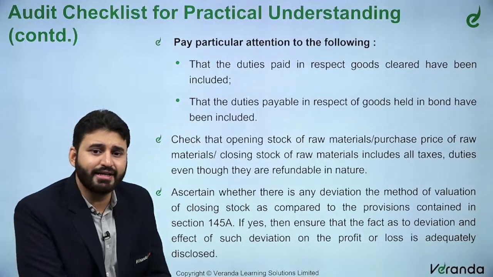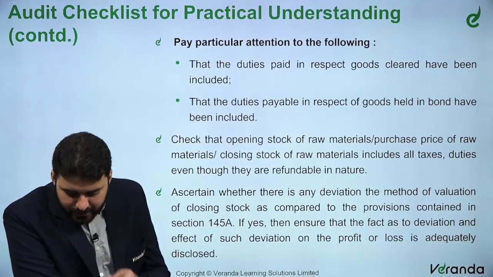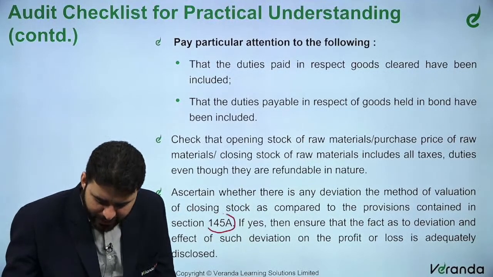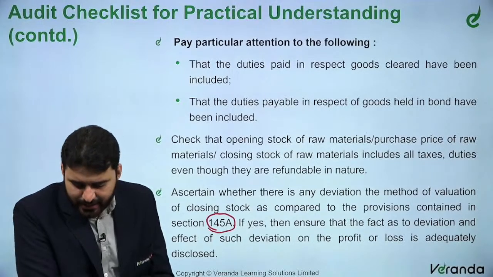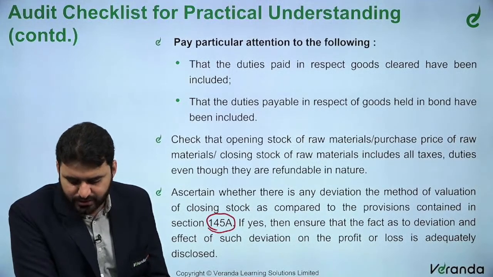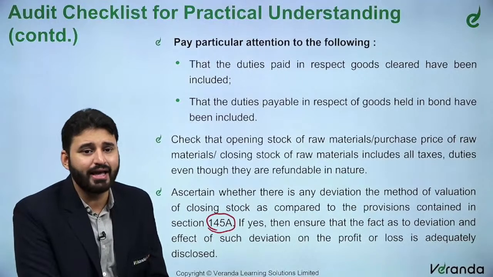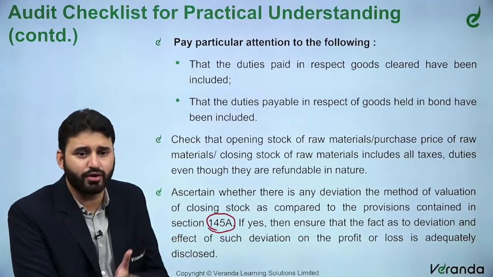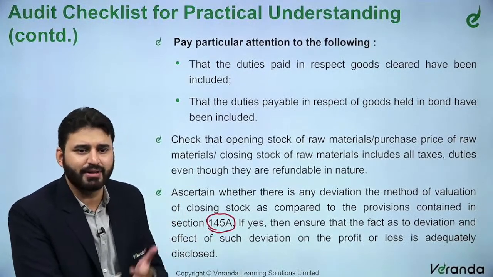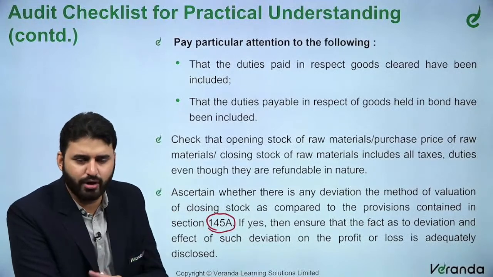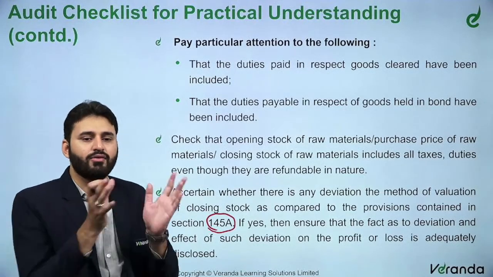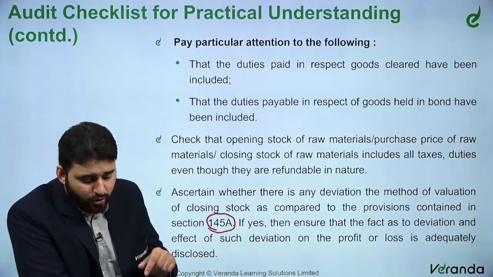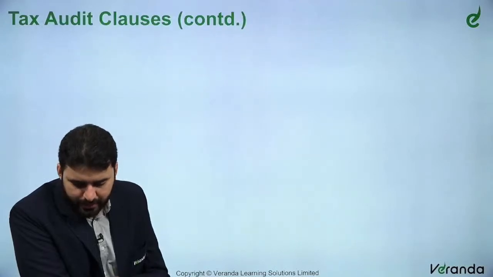Ascertain whether there is any deviation in the method of valuation of stock as compared to the provisions contained in section 145A of the Income Tax Act. If yes, then ensure that the fact of deviation and the effect of such deviation on the profit or loss is adequately disclosed. So, 145, subsection 2, and 145A is your ICDS. They prescribe certain methods: cost or NRV, whichever is lower, FIFO and WAP. If you are not following that, then you will have to disclose that there is a deviation and the effect thereof on the profit has to be disclosed as part of clause 14b.